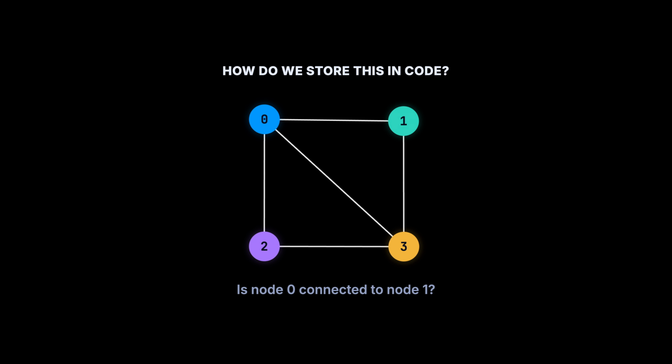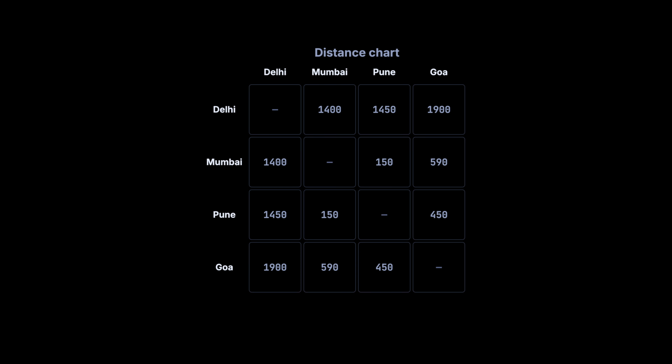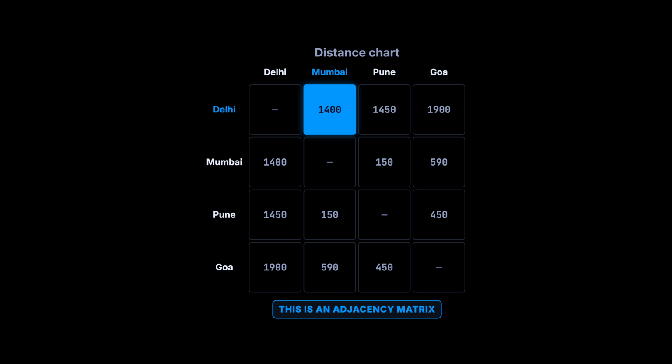It is called the adjacency matrix. Do not worry about that big name. By the end of this video, it is going to feel like the most obvious thing in the world. Let me start with something you have definitely seen. A distance chart, like the ones at the back of an old atlas. The same cities are listed across the top and the same cities down the side. To find the distance between two cities, say Delhi and Mumbai, you pick Delhi's row, slide across to Mumbai's column, and the box where they meet gives you the distance. That grid? That is basically an adjacency matrix.